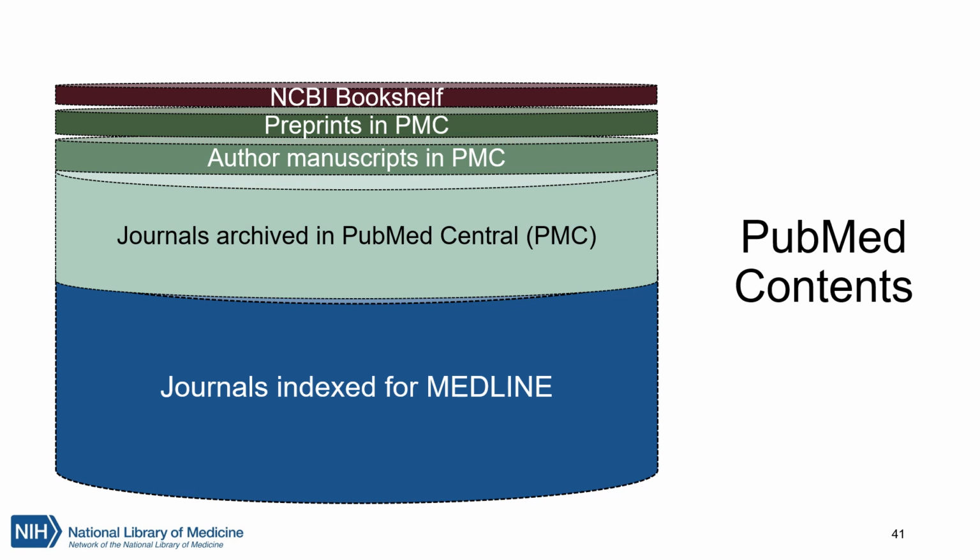And finally, there are also records for 12,000 free online technical reports, systematic reviews, and other monographs in biomedicine from the NCBI Bookshelf. We reviewed how to find the indexing status of a journal and how to identify an author manuscript, a preprint, and Bookshelf material in PubMed.